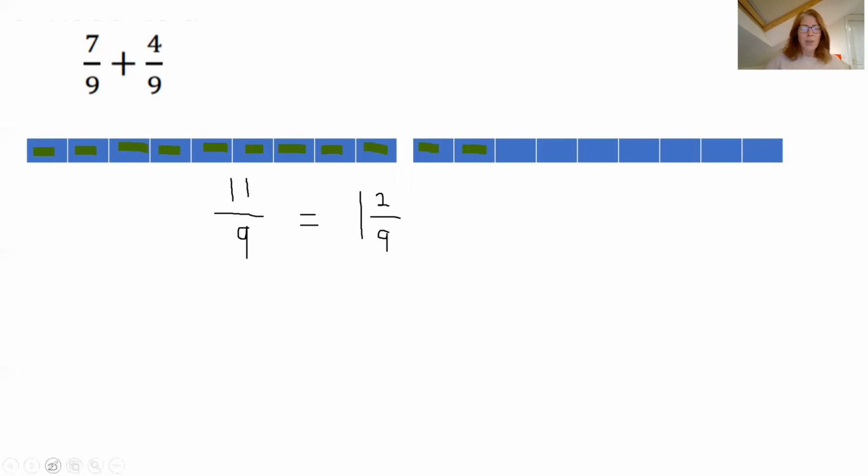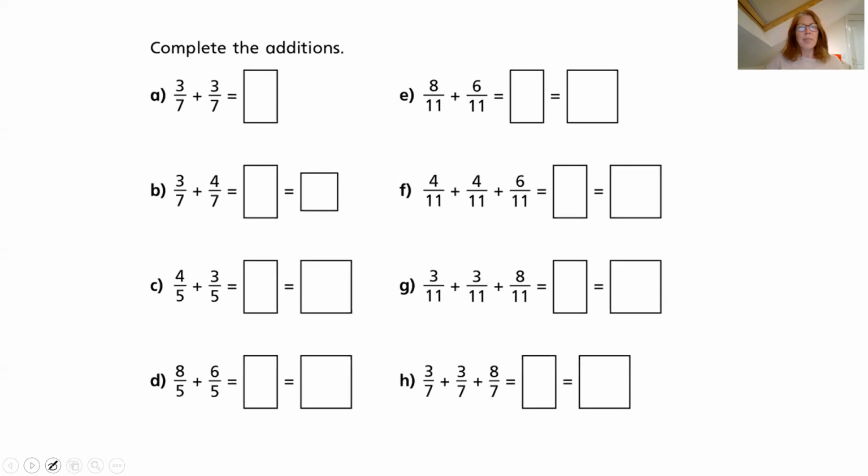Okay, so that's what we're going to move on to today. We're still going to need these models, especially at the early part when you're first practicing these.